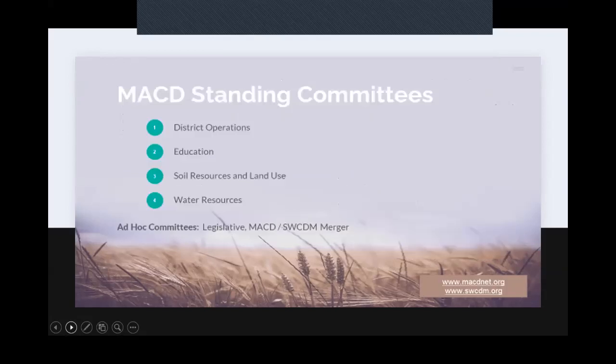So I mentioned those committees that the resolutions will go to, and these committees also operate all year long. They are district operations, education, soil resources and land use, and water resources. We also have ad hoc committees. Currently we have the legislative ad hoc committee, which meets monthly and is led by Jeff T-Berry, who is our governance affairs advisor. He's currently contracted. And then we also have had recently the MACD and SWCDM merger committee, which I'll get into in a minute to explain a bit more.